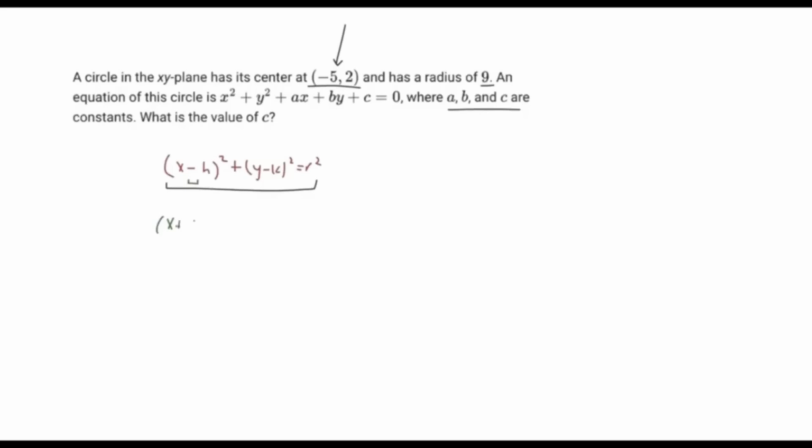So x plus 5 here is going to be squared plus y minus k. K here is just positive 2, squared, equals the radius squared. The radius we know is 9, so 9 squared is 81. And so now what you'll realize is if we just expand this out, right? We have two parts here that we can expand out.